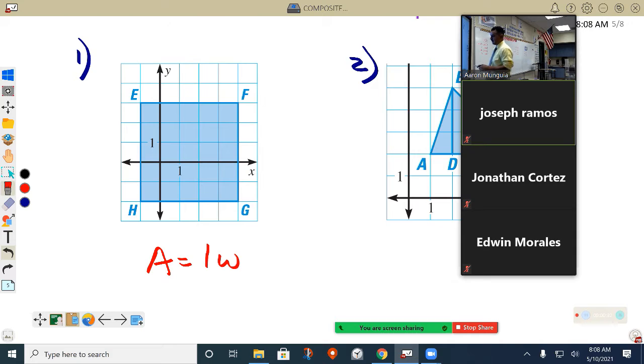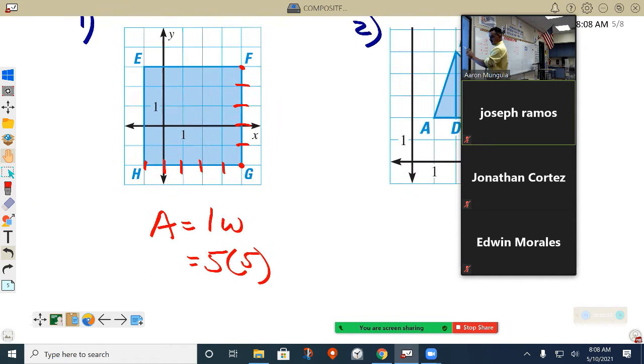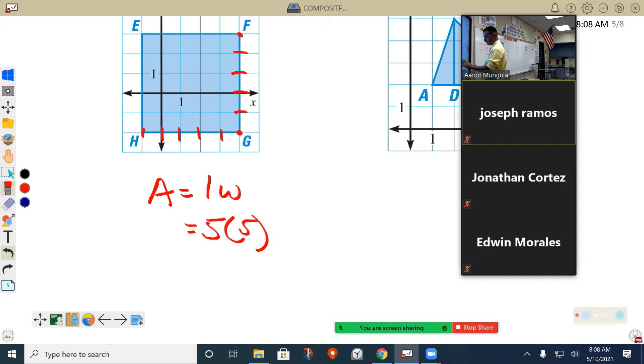Okay. What is the length and the width? Well, I'm just going to use the units of the graph paper itself. From here to here, from F to G, it's 1, 2, 3, 4, 5 units. So 5 is the length. The width is going to be 1, 2, 3, 4, 5 also. So 5 times 5. So watch this now. The area then is 25.